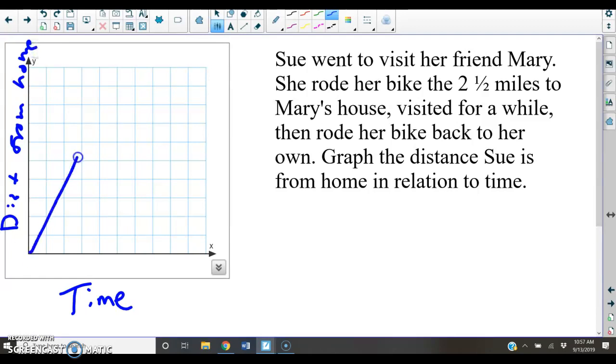So she bikes to her friend's. She stays for a while and she bikes back. Now, I'm not saying that the speeds were the same, that's how I drew it, but maybe she was in more of a hurry to get to her friend's house and less of a hurry to get home, so it could have looked different. But that would be an idea of how someone would graph some information.